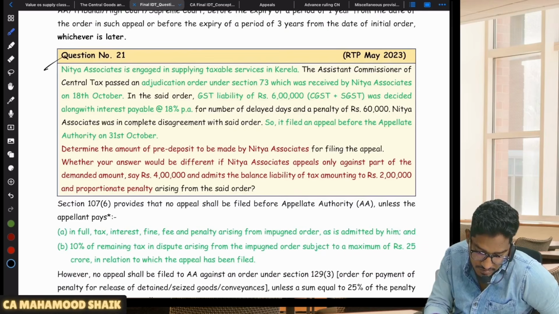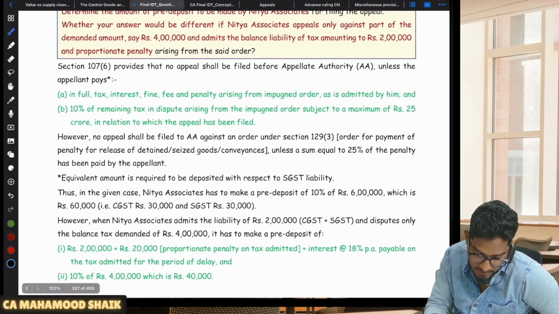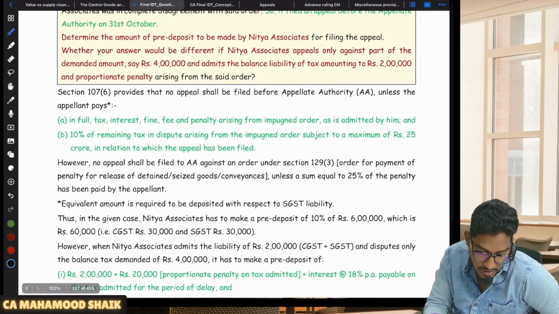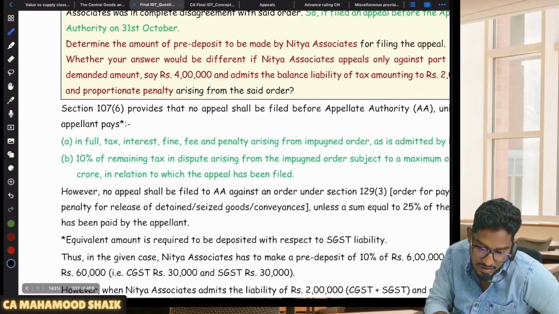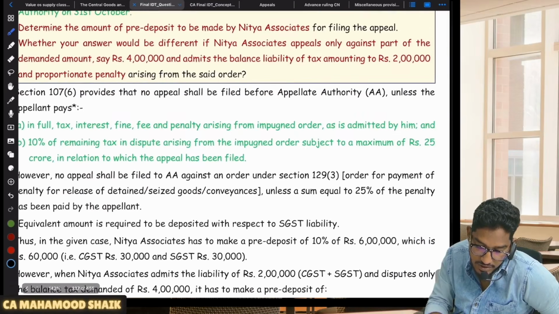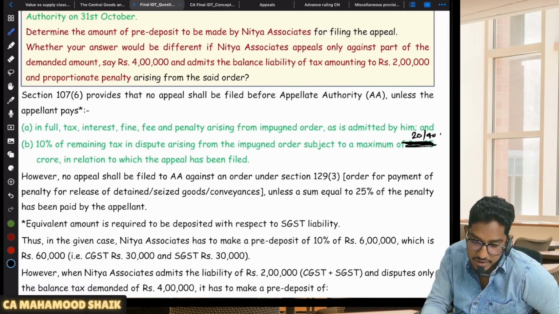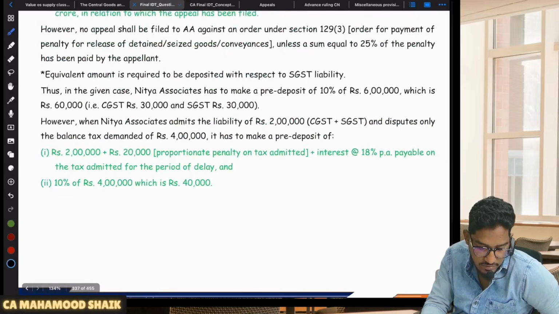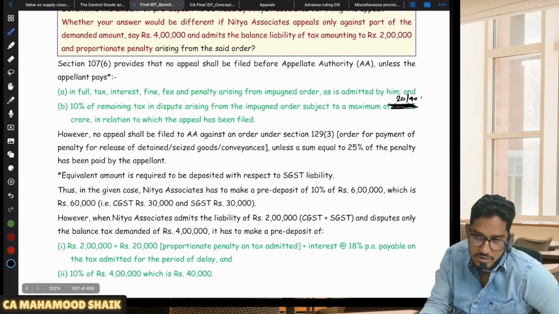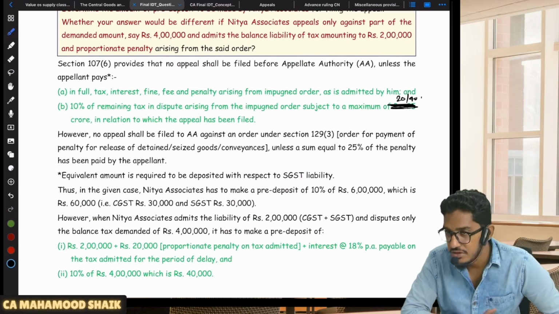This is also a question regarding pre-deposit only. This also you do it. This is also a homework. Here also one change you have to make in the answer. 10% of the remaining dispute arising from the impugned order subject to a maximum of 20 or 40. Old limits are 25. Now it is maximum 20 or 40. However, it is well within the limits only. Remaining all will remain the same. That calculation of pre-deposit, interest and all will remain the same. This also you try it out.